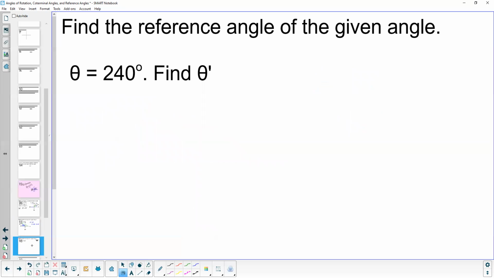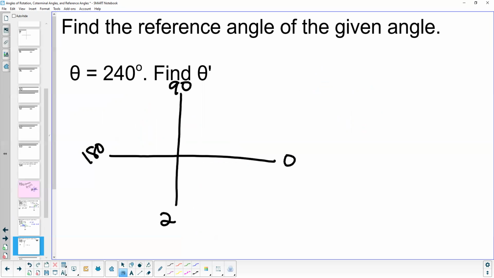Now in this case, we have 240. So let's go ahead and sketch our angle here. Again, we're still positive, so we've got 0, 90, 180, and 270. We're going to sketch that angle here. So 240 is between 180 and 270. It's about right in the middle there. We are going this way.